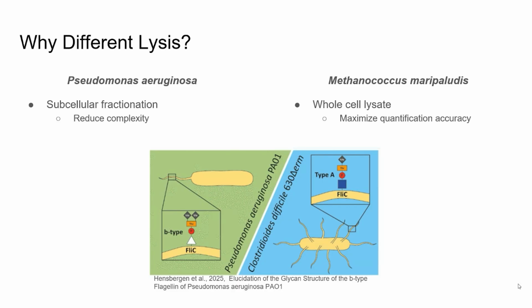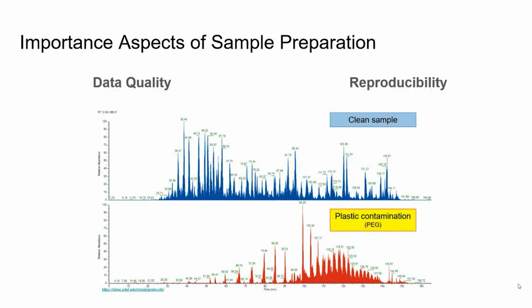I have a figure from Hensenberg et al., a paper that I will continue to work on, just showing the glycoprotein on Pseudomonas PA01 specifically. The important aspects of sample preparation are as follows: data quality and reproducibility. Every step of sample preparation has its effects downstream for final analysis. So that could be contamination, that could be errors in calculation. All of these things have direct consequences. And just a nice figure I found for a comparison between a clean sample and plastic contamination, PPG, on spectra.